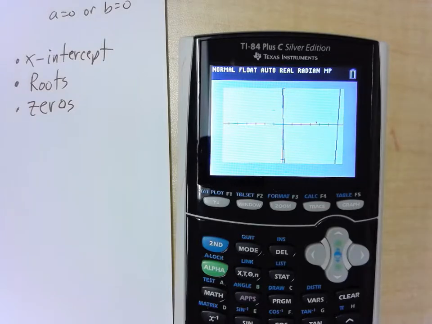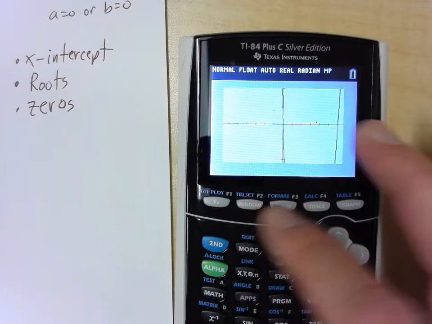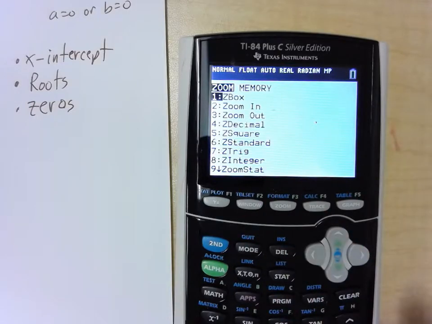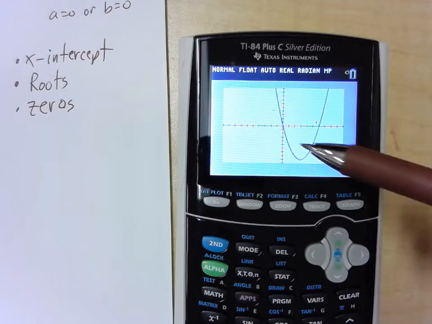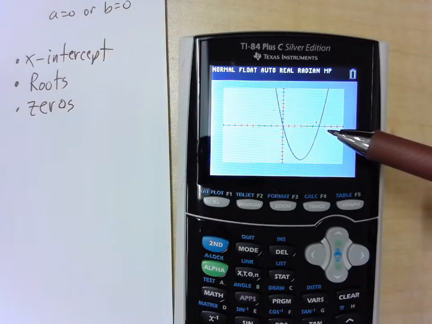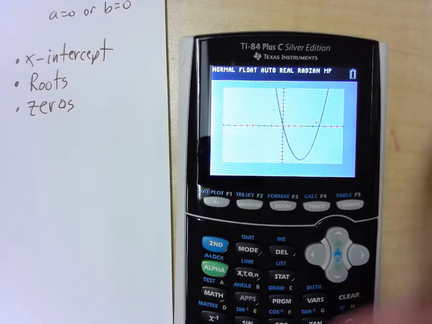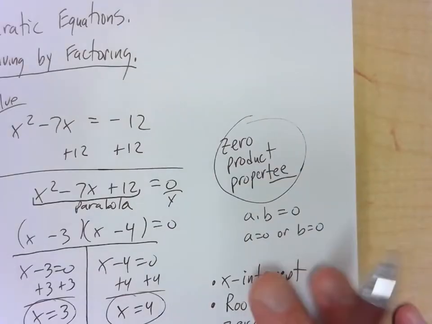Let's do zoom standard on this, which makes it 10 in each direction. There we go. That looks really good. So it crosses at 0 and it crosses at 6. Those are the zeros of the function. All right, next example.